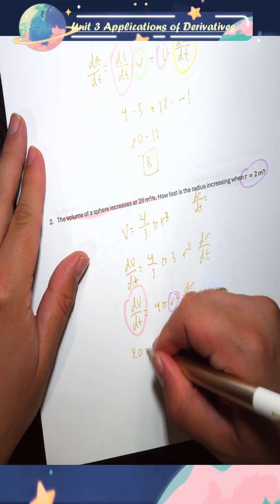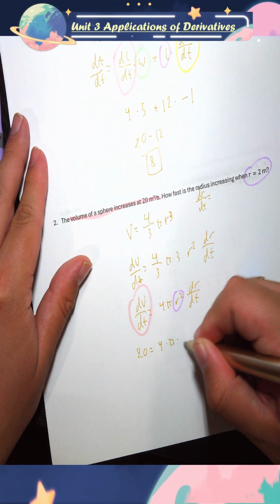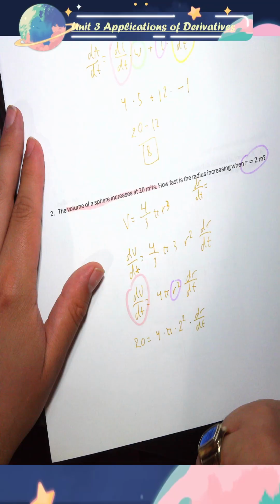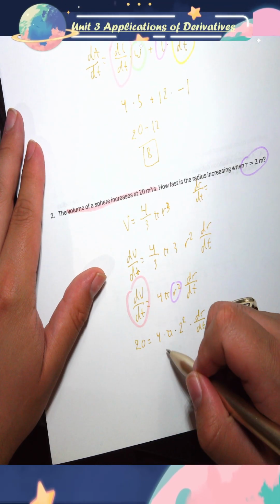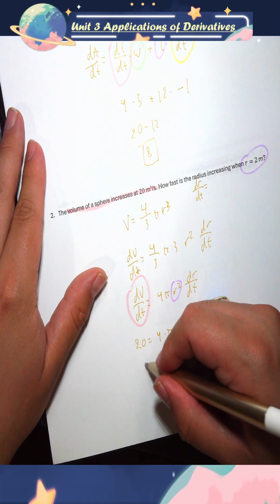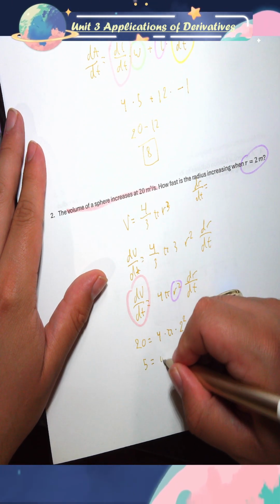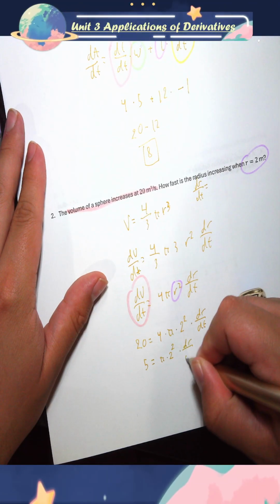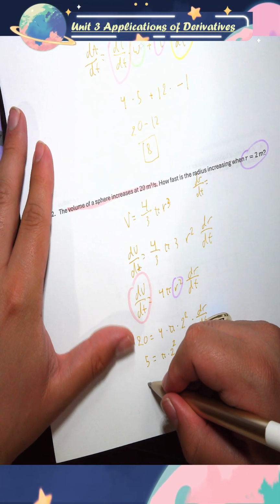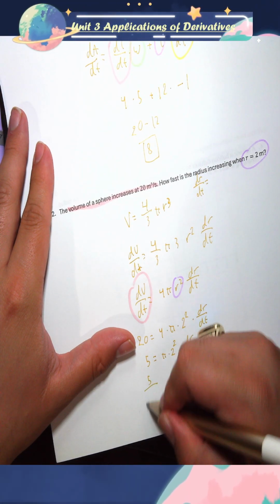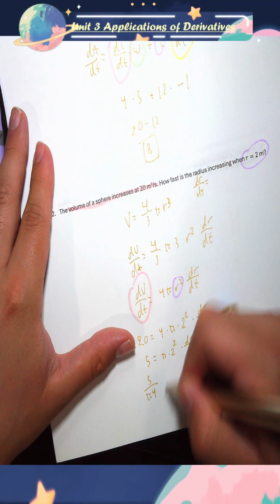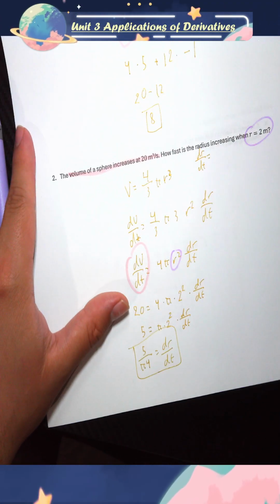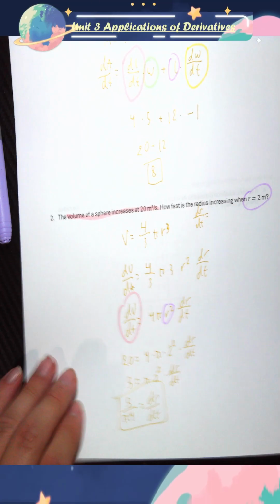So we have 20 is equal to 4 times pi times 2 squared times dr/dt. Let me go ahead and just divide out the 4 since I see that right away. It's 5 over pi times 2 squared times dr/dt. That square is just 4. So 5 over 4 pi is dr/dt. And that's going to be your answer. Right.